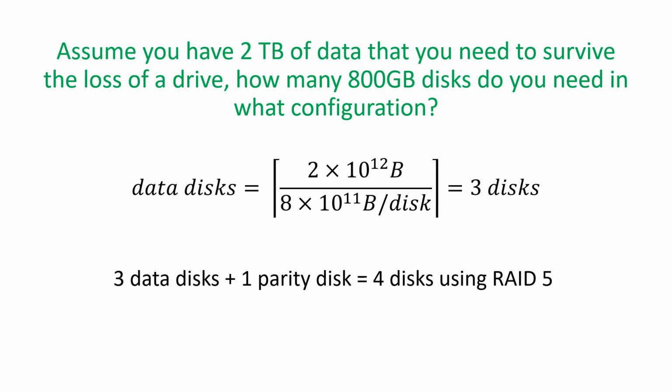Okay, this is where it's important to remember your metric prefixes. 2 terabytes is 2 times 10 to the 12th bytes. And we divide that by gigabytes, which is 10 to the 9th, times the 100 because we have 800. So it's 2 times 10 to the 12th divided by 8 times 10 to the 11th, rounding up, and it takes 3 disks to hold the information. We add 1 parity disk because this is more than 1 disk, and we get 4 disks using RAID 5.